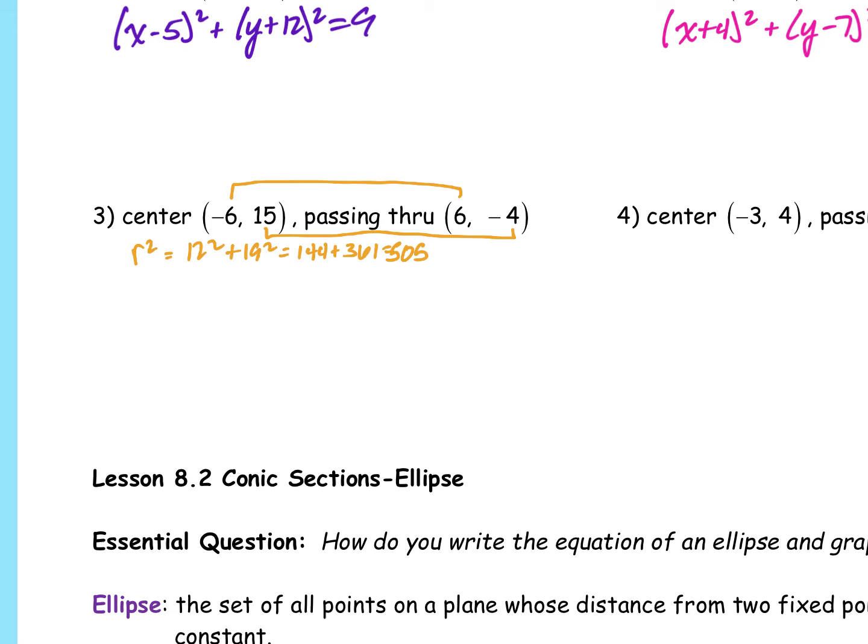Did anyone figure that out? Leslie, did you figure that out? Oh, yep, 505. Lovely. Okay, so then I've got (x + 6)² + (y - 15)² = 505.